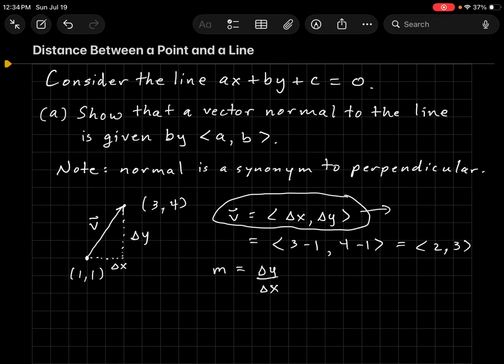So now let's look at part A. And we'll consider the line ax plus by plus c equals 0. And let's do a little bit of a rewrite. We'll say by equals negative ax minus c. And then y equals negative a over b x minus c over b. Now what I really care about here is my slope.